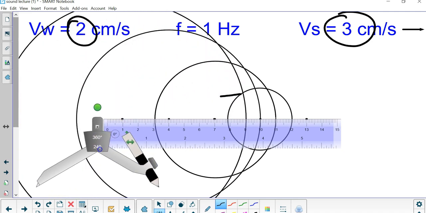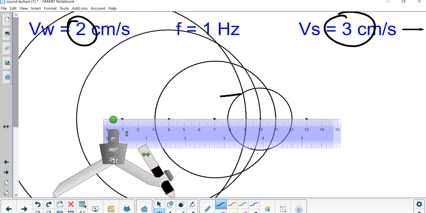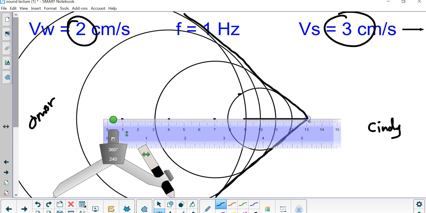All right. So now, what we get, we put Cindy here, we put Omar over here, and we see that Omar gets hit with these big, large wavelength, low frequency waves, and doesn't get hit very often. But here's what's interesting. This here, the region of constructive interference, is along this line. Along that line, the region of constructive interference.